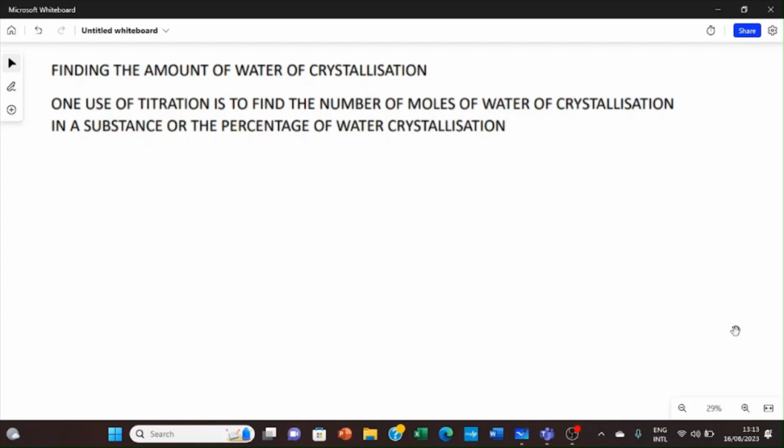So in such a situation, we have to calculate the amount of water of crystallization or the percentage of water of crystallization. So we're going to consider some questions. Normally, in acid-base titration, you'll be asked to find the number of moles of water of crystallization, or the amount of water of crystallization, or the percentage of water of crystallization.